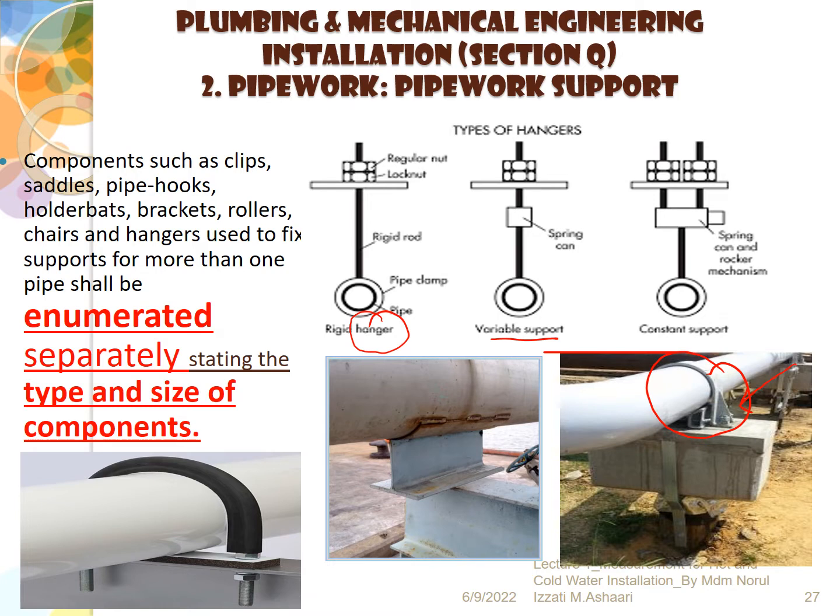Okay, the components such as the clip, the saddle, this is the example given in the SMM. You can see these particular keywords, the pipe hook, the bracket, the hangers normally used to fix the support for more than one pipe. This one has to be measured separately. Standard type of the pipework support is measured separately, but let's say you see this particular support stated in the drawing or shown in the drawing as what have been shown in the SMM in terms of the listing, you have to measure separately. That means the hanger should not be measured together with the standard pipework support.